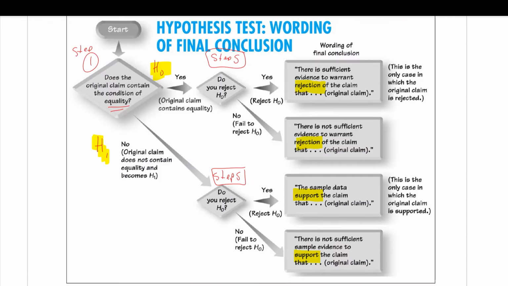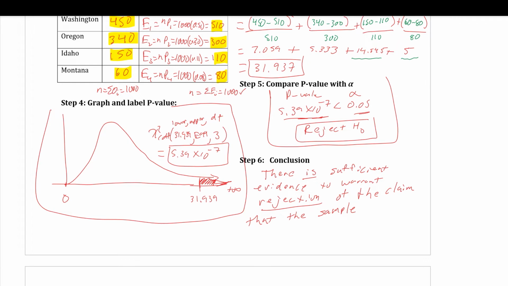Okay, we're here at the flowchart. The claim was the null hypothesis, so we're going to go this direction. Were we able to reject it? Yep. So there, we say that there is sufficient evidence to warrant rejection of the claim that, and then we just restate that original claim statement. And that is that the sample distribution agrees with the state population.